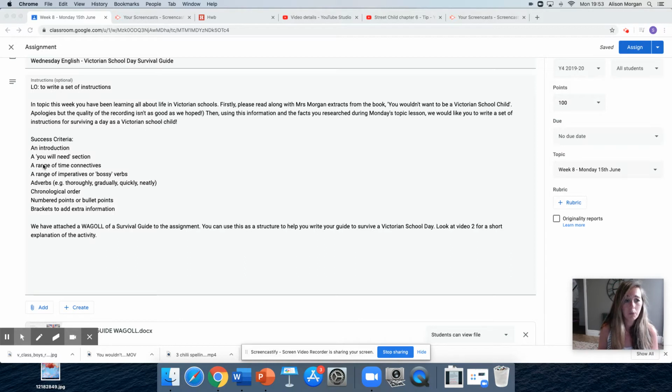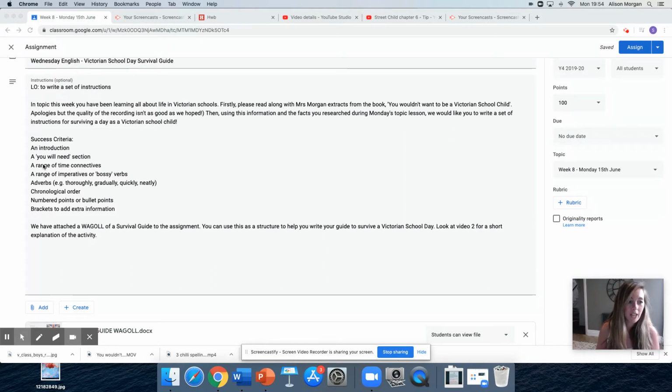You might want to try to use some adverbs as well in your instructions. And these are normally words that end in an ly and give us more information about a verb. So it could be something like thoroughly, gradually, quickly, neatly. Try and put your work into some sort of chronological order. So it would be a good idea to follow the school day that was mentioned in the readings that we've just looked at. You will need numbered points or bullet points in order to do that. And you might want to use brackets to add extra information for your reader.